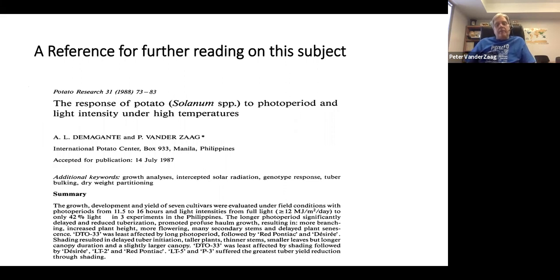If you want to have further reading, this is an article we wrote many years ago, but this article really clearly shows we used varieties like Red Pontiac and Desiree from Europe and North America, and we used varieties from CIP with diploid material in it and Phureja material, as well as Andigena. And we looked at different day lengths and light intensities in a replicated experiment over 3 years in the Philippines. This paper is actually very interesting to understand the fundamentals of what happened with this kind of research. So if you're interested, you can look up this paper and read further on this topic.